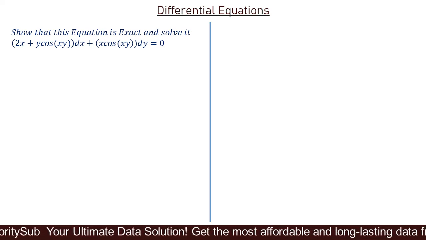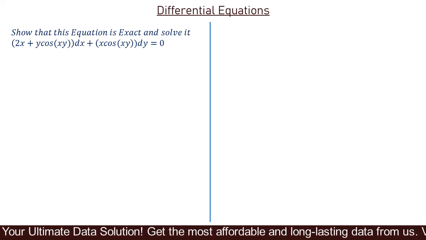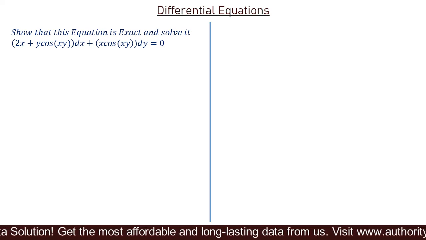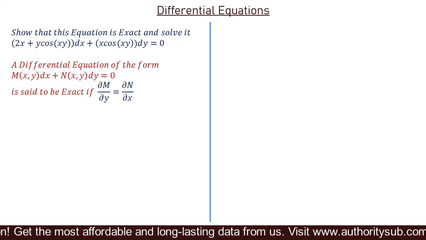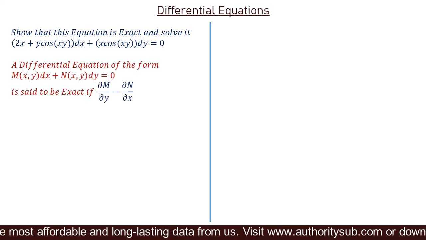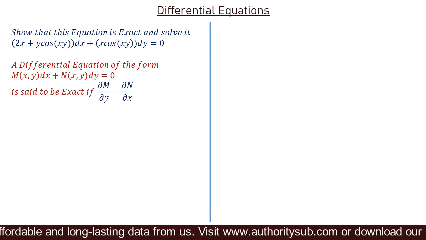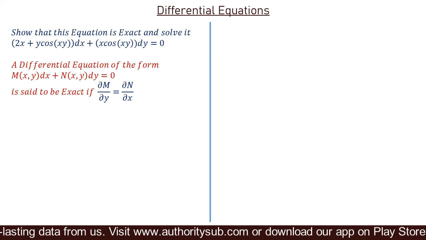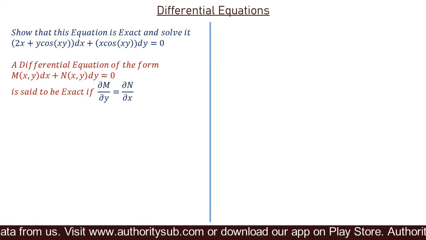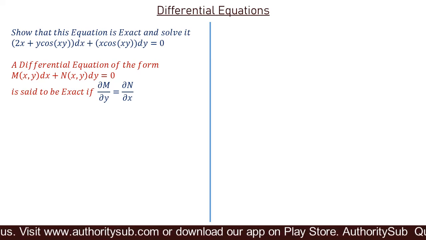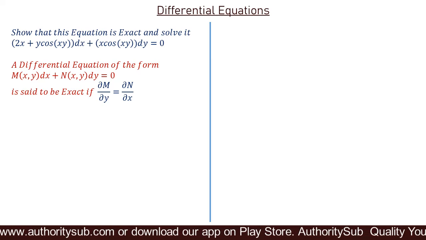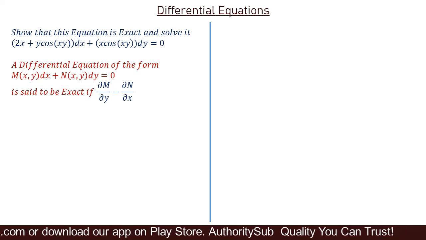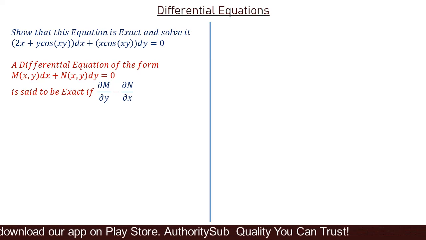So we are asked to show that this equation is exact and we are to solve it, right? Good. So the first thing first is, what is an exact equation? By definition, a differential equation of the form M(x, y) dx + N(x, y) dy = 0 is said to be exact if the partial derivative of M with respect to y is equal to the partial derivative of N with respect to x. Are we together?